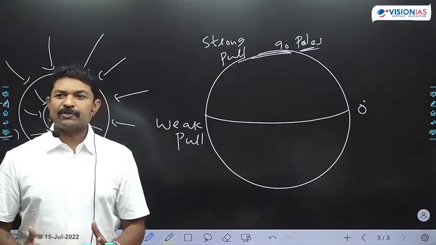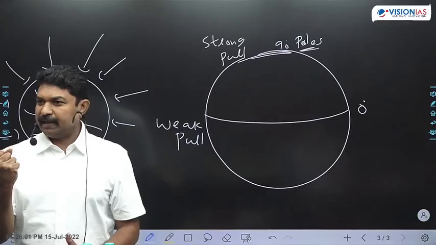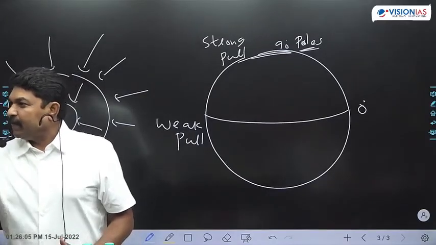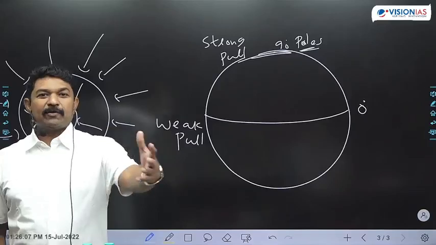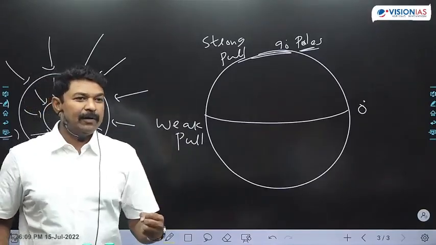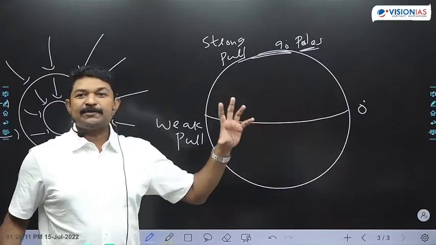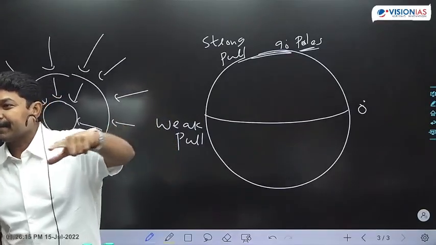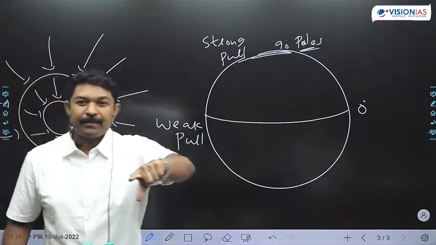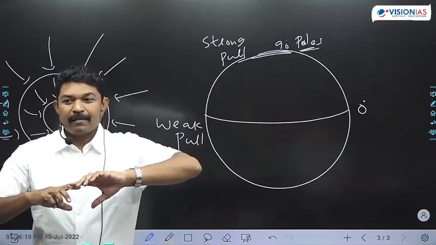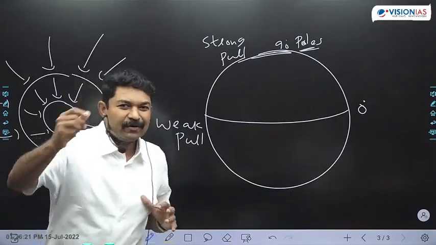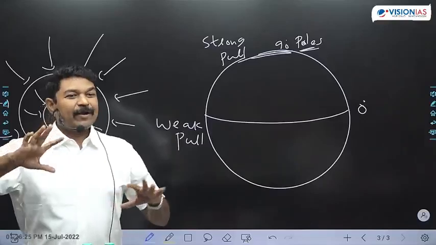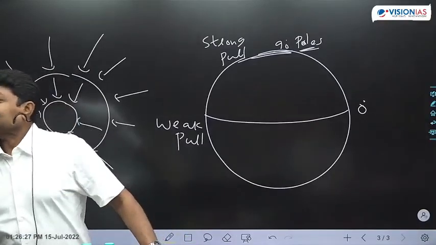Sir, why does it have to be like this, sir? When the pull is one and the same, and the material composition in the core is one and the same, and it is pulling, why do the equatorial regions experience the weak pull? Why do the polar regions experience the strong pull? Why? Because of? Very good.